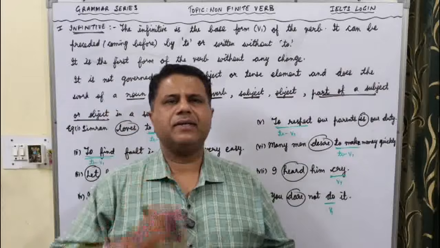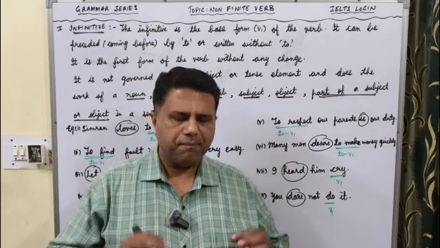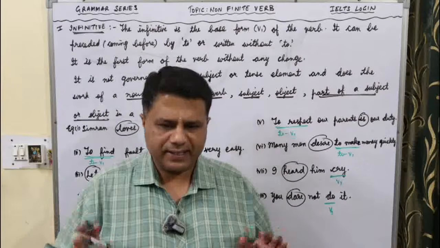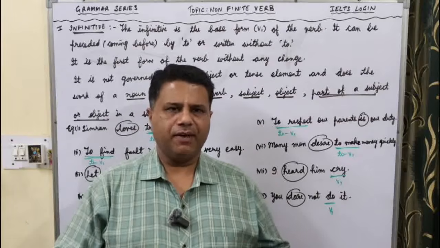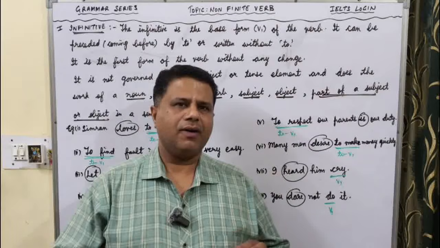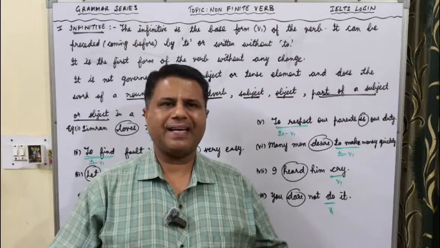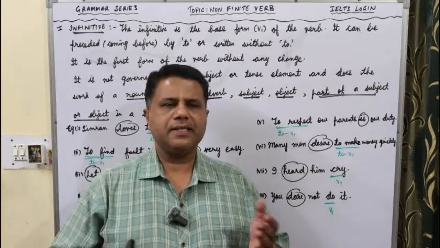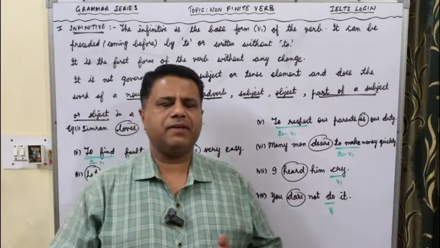sentence. So coming to the definition of infinitive, in simple words, infinitive is the base form of the verb. Base form of the verb without any change. First form of the verb which is not used as a verb in a sentence, that is called infinitive. First form of the verb which does not act as a tense, which does not have a tense element in it, is called infinitive. So infinitive is first form of the verb.